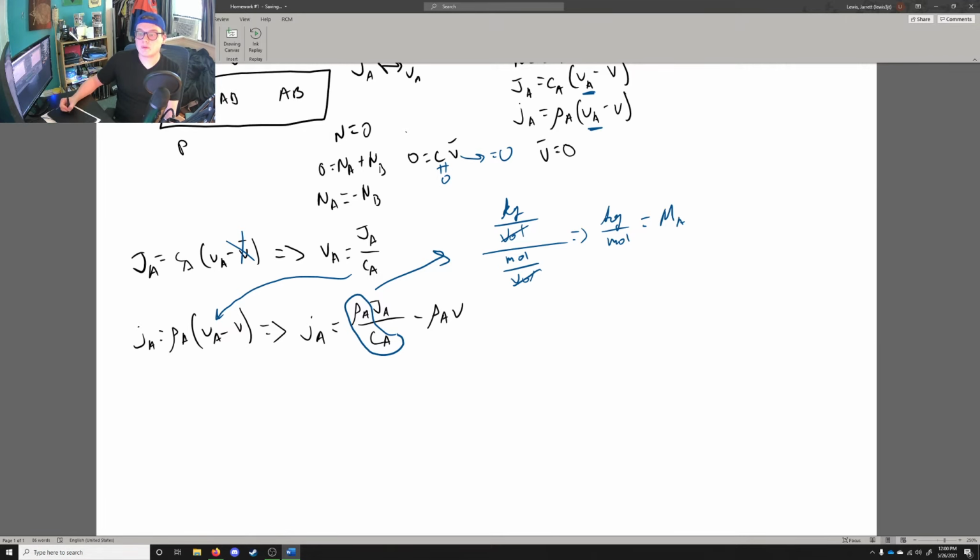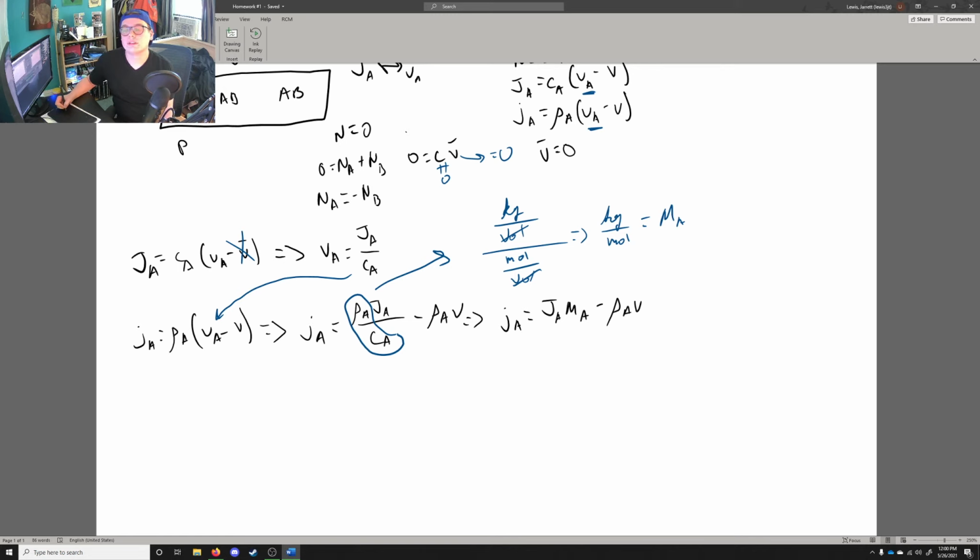So then we can rewrite the equation like this. We'll have the mass diffusive flux is equal to the molar diffusive flux of A times the molecular weight of A, minus the mass concentration of A times the mass average velocity. So we have this in; we included two terms that we were looking for, the molar diffusive flux and the molecular weight of A.